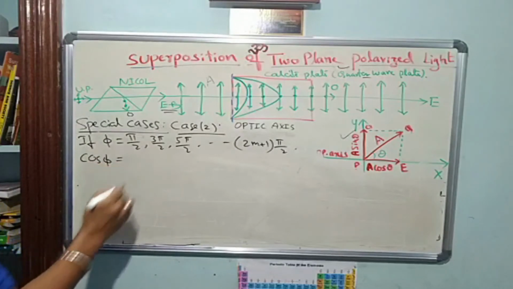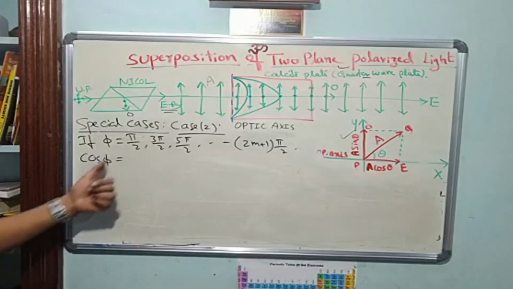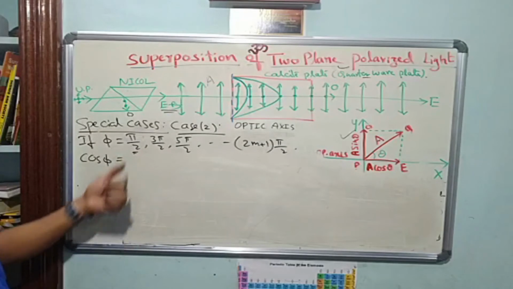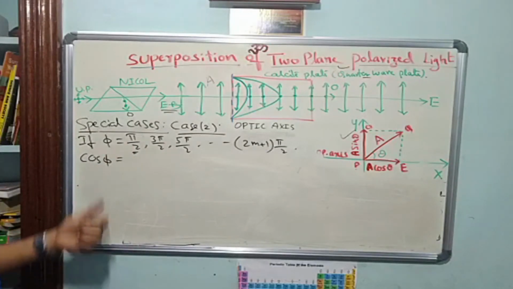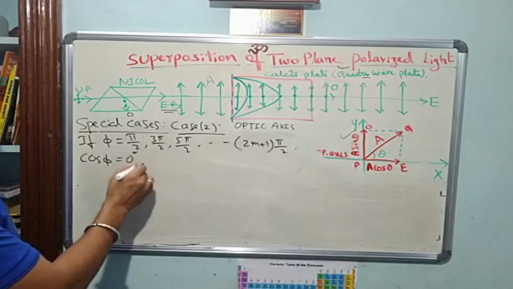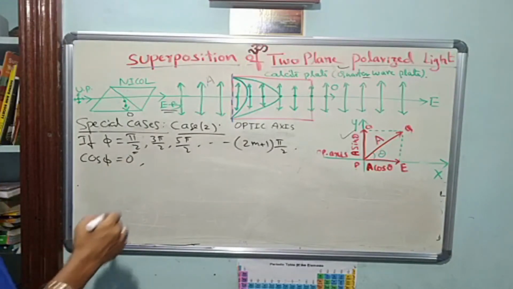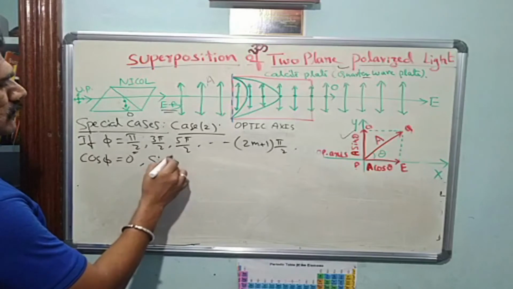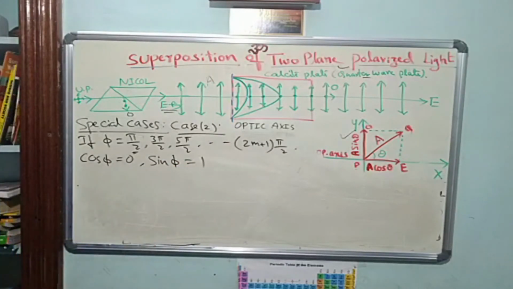You will get cos phi. So cos phi, let us say for the first value, cos pi by 2 is nothing but cos 90, which is equal to 0. Definitely it is 0, right? Then what about sin phi? That is equal to 1 now, right?